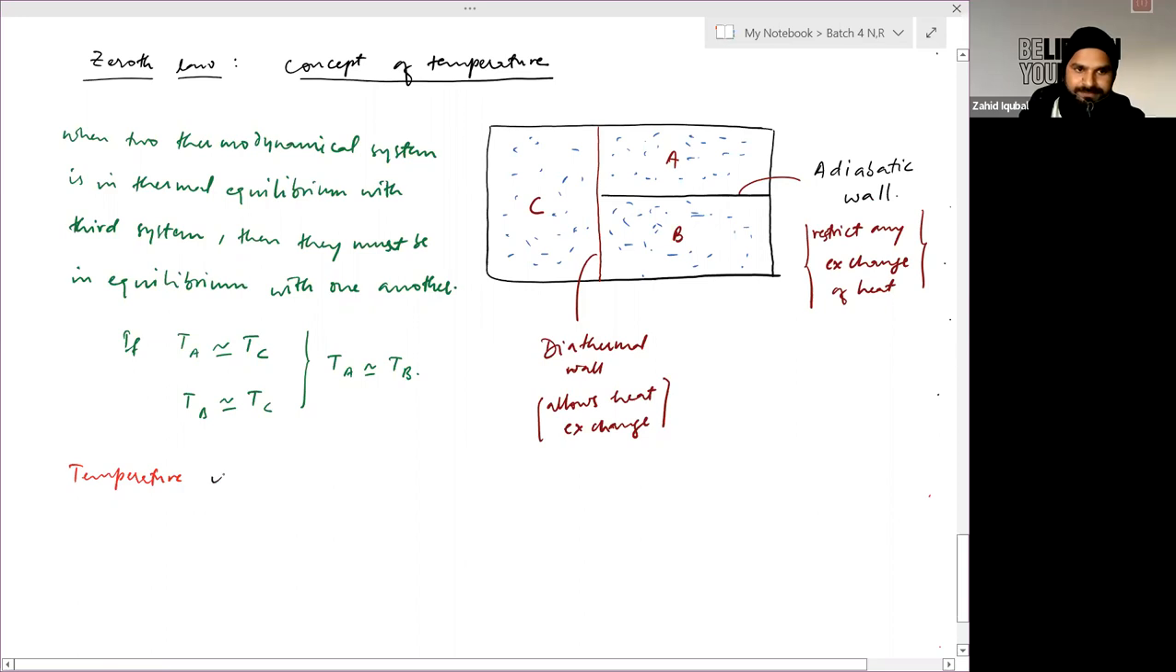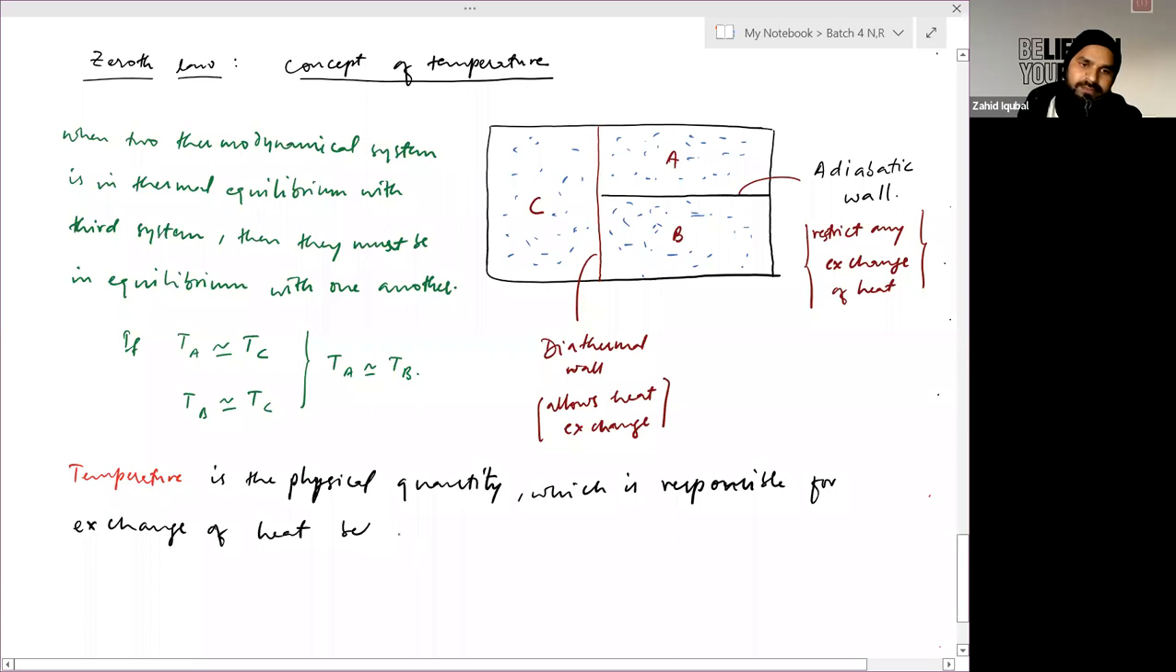So temperature is the physical quantity which is responsible for exchange of heat between two thermodynamical systems. Okay, just write it down.